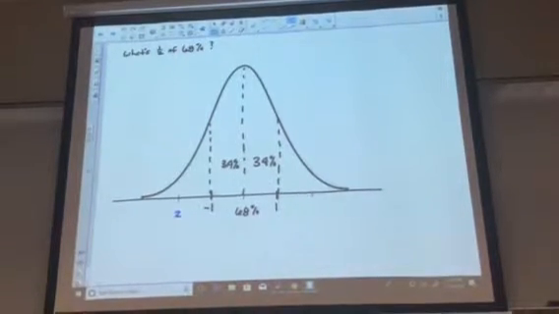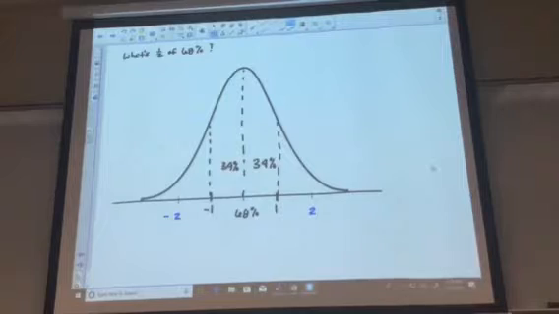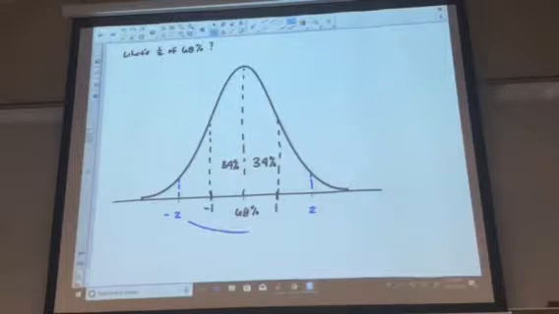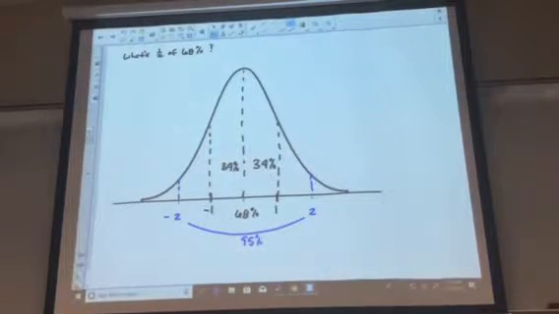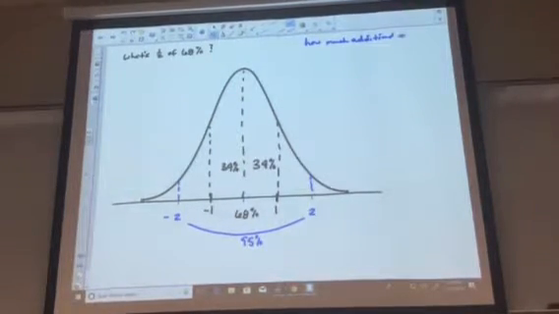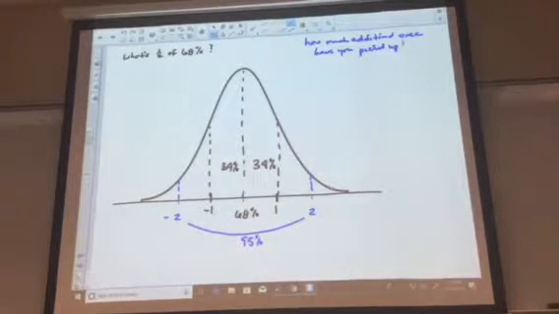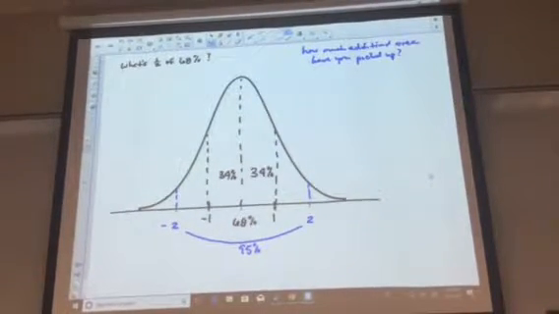What do I know about 2 standard deviations above the mean and 2 standard deviations below the mean? I'm supposed to have 95%. So next question. How much additional area have you picked up? I know you got 95 total. I want to know how much more you had than what you had to begin with.